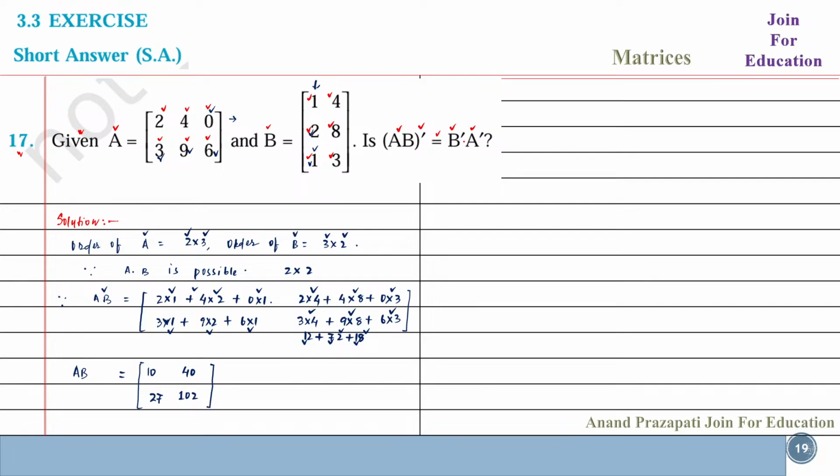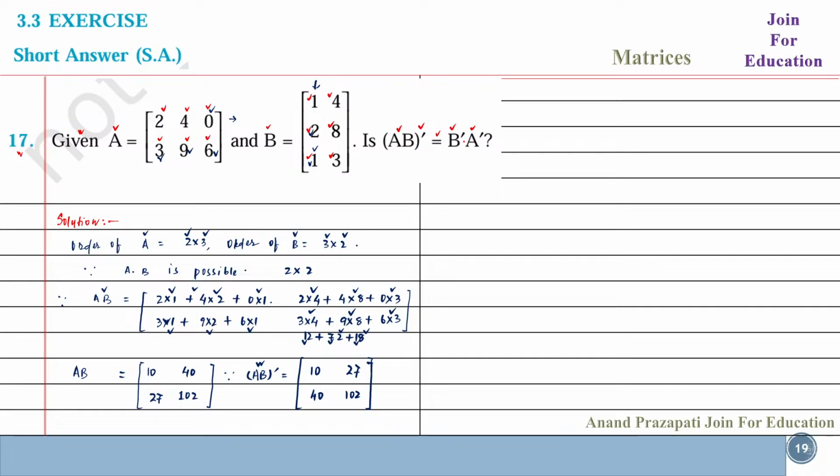But here it asks for the transpose of AB. So the transpose of AB means that we interchange the row into column and column into row. So the first row is 10, 40, therefore the first column here will be 10, 40. The second row is 27, 102, therefore the second column here will be 27, 102. So I hope there is no problem to understand the transpose of AB equal to this one.